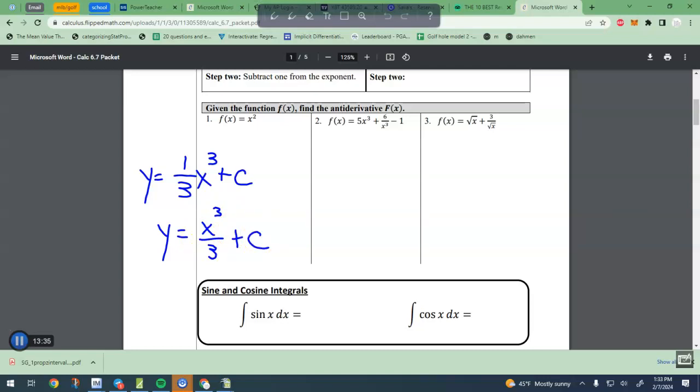On the gateway, there will be, so we do definite integrals and indefinite integrals.